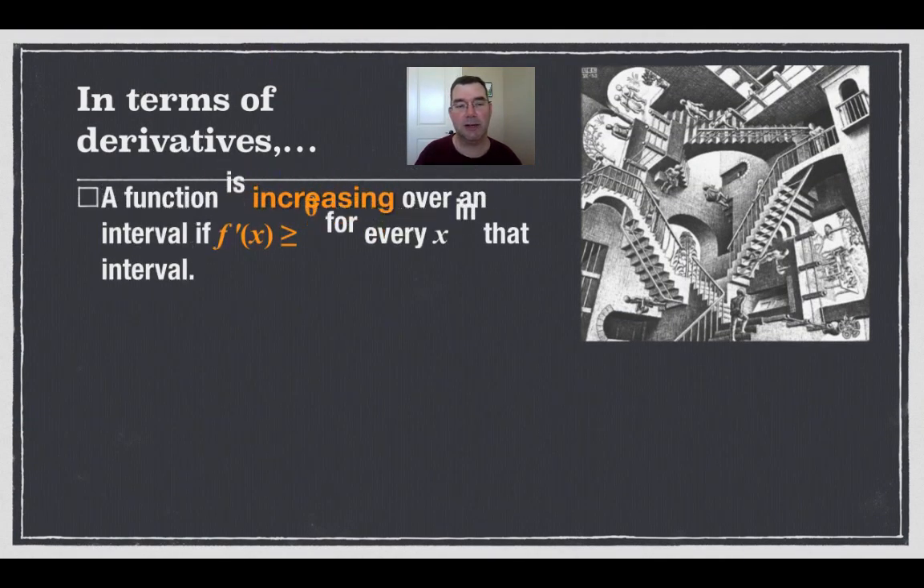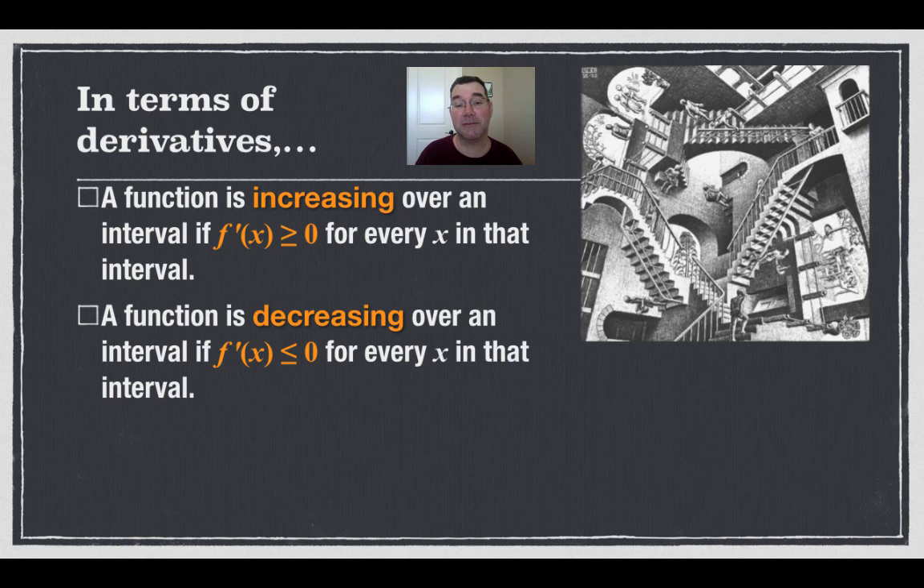In terms of derivatives, we need a more technical definition. So a function is increasing over an interval if the first derivative is greater than or equal to 0 for every x in that interval. Now what that means is if I draw a tangent line, that tangent line has a positive slope, or 0 or bigger as its slope anywhere in that interval.